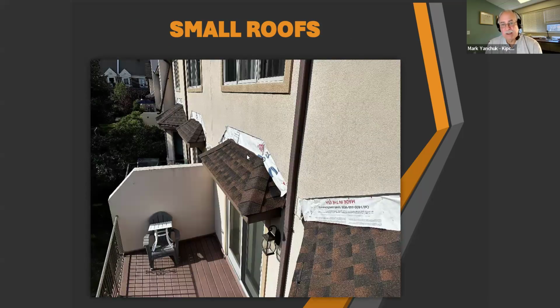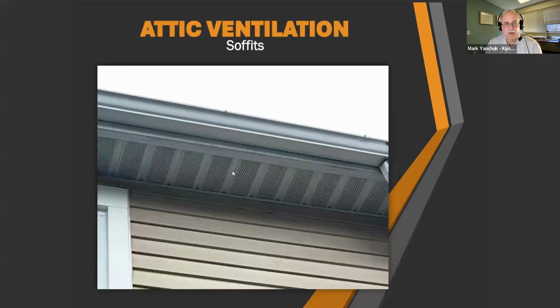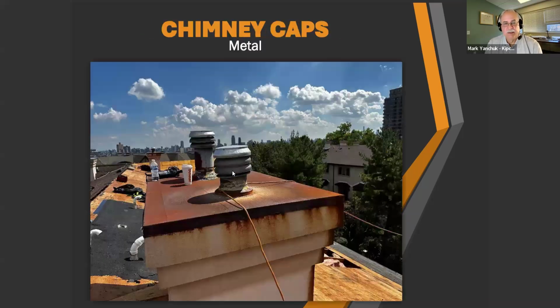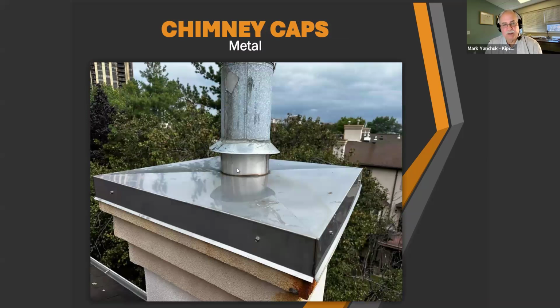If you have stucco, the stucco or EIFS may have to be removed in order to flash it properly. This is an example of a perforated soffit. This is contractor grade chimney chase covers that have rusted and are looking for a replacement. This is a replacement.